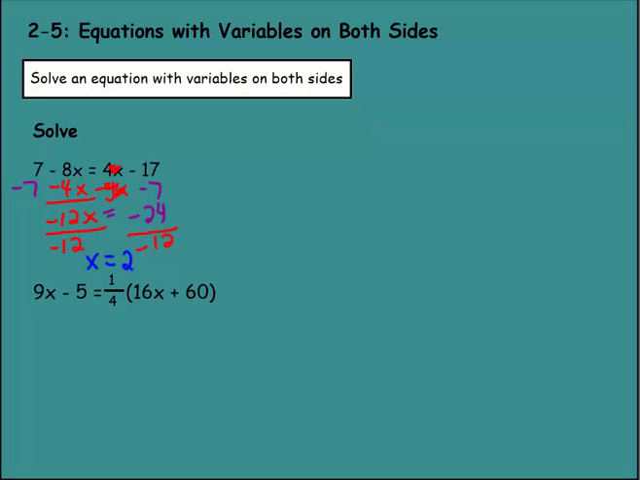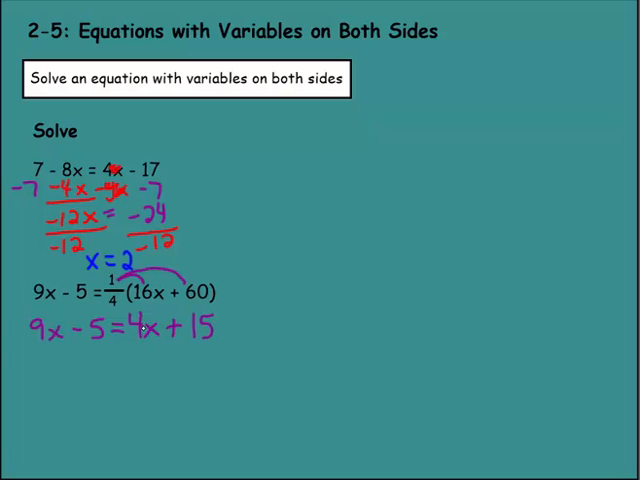This next one will take a few steps. We have 9x minus 5 equals 1/4 times the quantity 16x plus 60. In a situation like this, we can use that distributive property to distribute the 1/4 and multiply that times both of these numbers. So over here we still have 9x minus 5 equals 1/4 times 16, which is 4. So 4x, drop that plus down. 1/4 times 60 is 15.